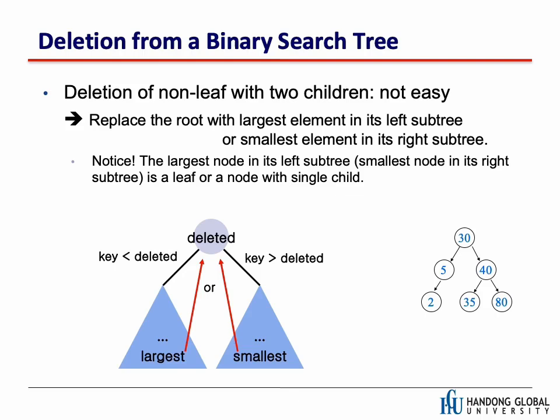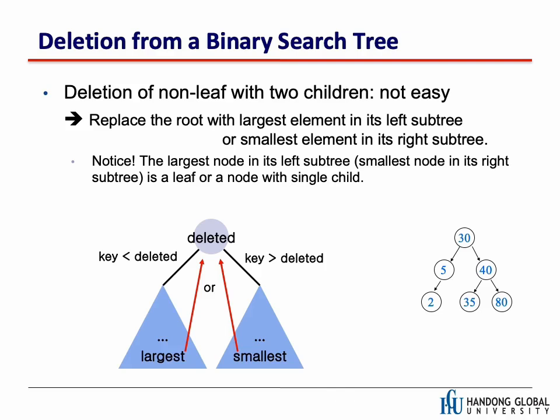There is a note here. The largest node in its left subtree is a leaf or a node with a single child. The largest node in its left subtree is 5, and 5 doesn't have 2 children. It has only 1 child. Let's look at the right subtree. In the right subtree, the smallest node is 35. 35 has no children.